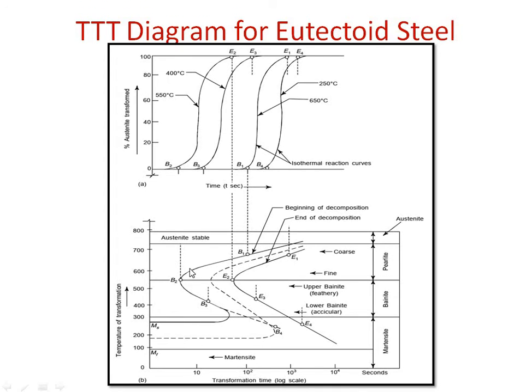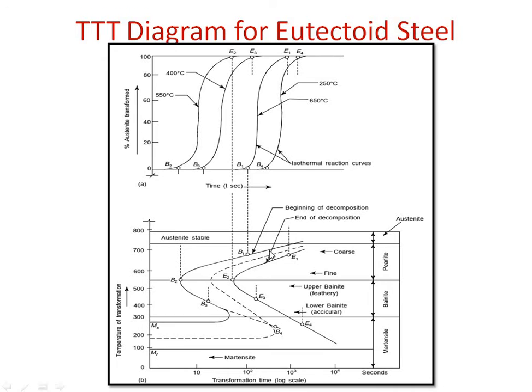On the right side of this first curve, which indicates the beginning of transformation, the austenite to pearlite transformation will start. And on the right side of this other curve, which indicates the end of transformation, the austenite to pearlite transformation will finish. So in between these two curves, the curve which indicates the beginning of transformation and the curve which indicates the end of transformation, we may get austenite plus ferrite plus cementite, that is A plus F plus C.